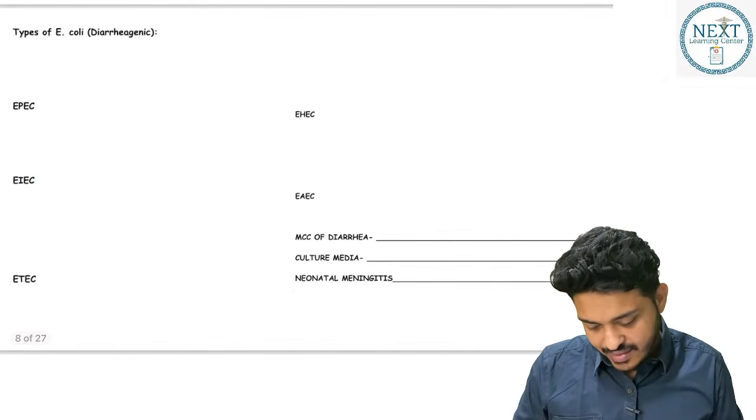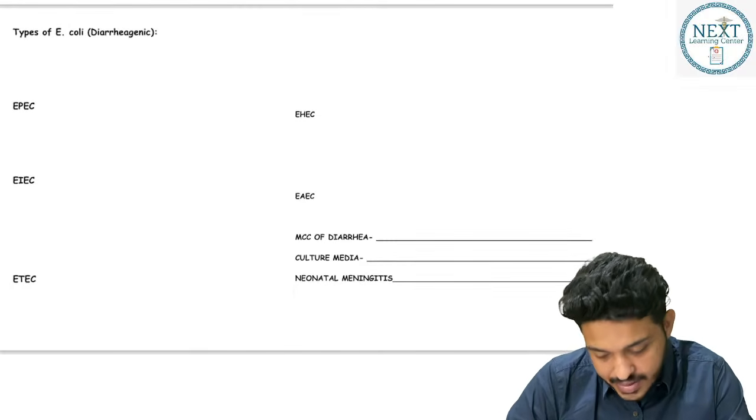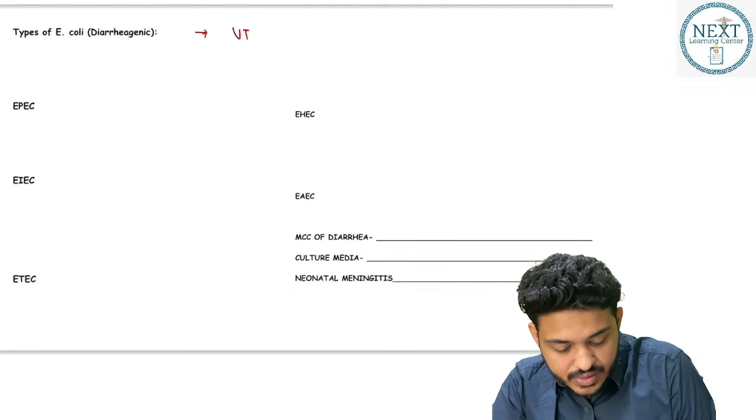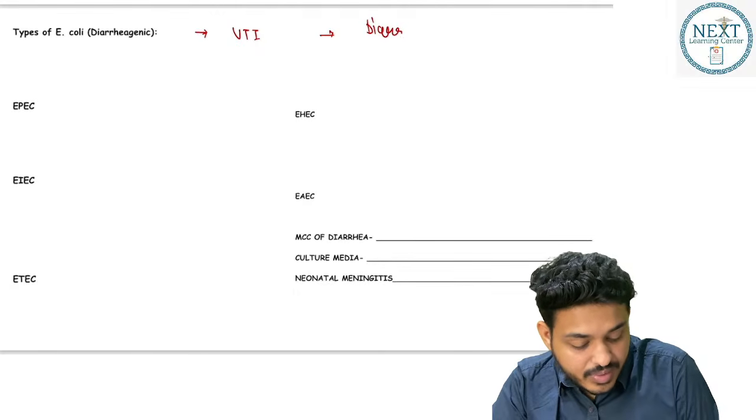The next thing we are having is about the E. coli. What is this E. coli, right? E. coli is going to be the bacteria which is the most common cause for UTI, we already know, but it is an important cause for what? Diarrhea also. It is an important cause for diarrhea.